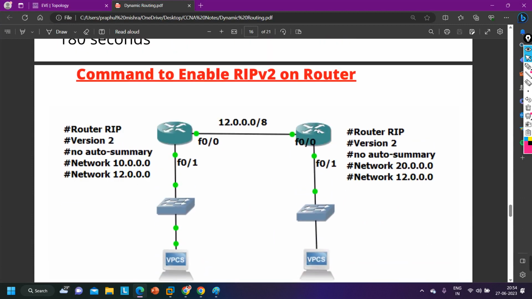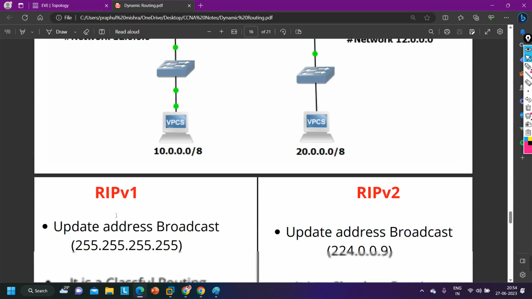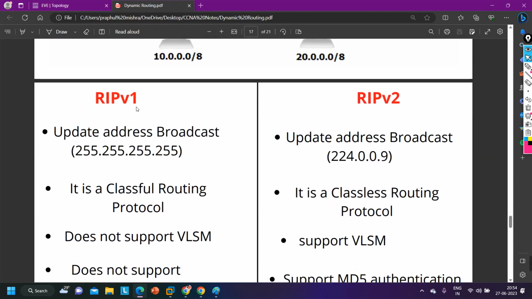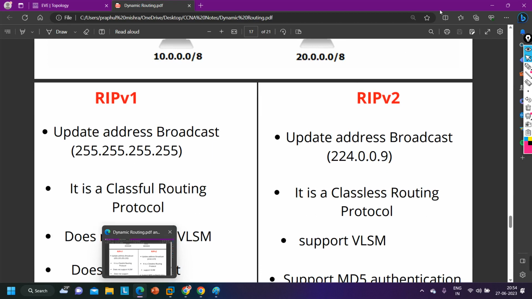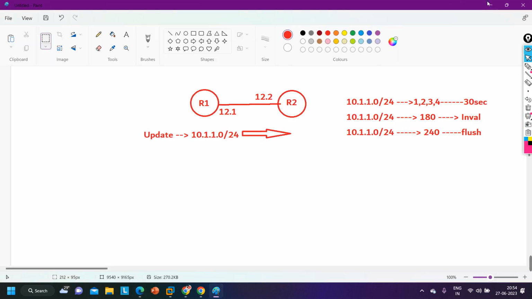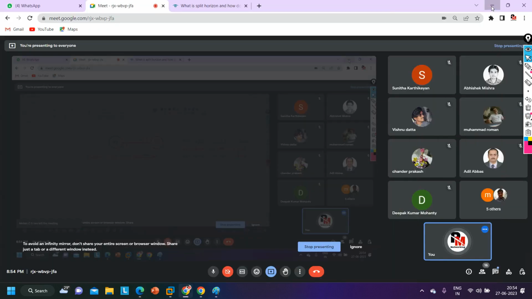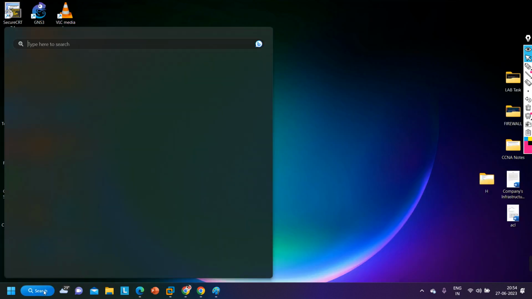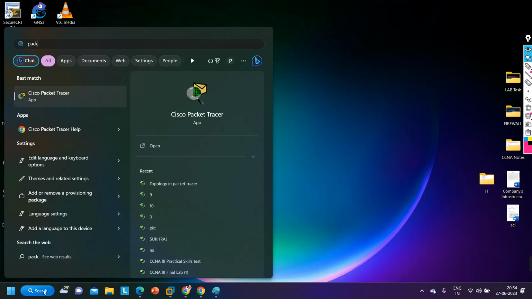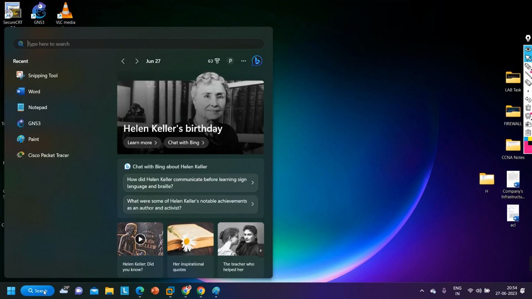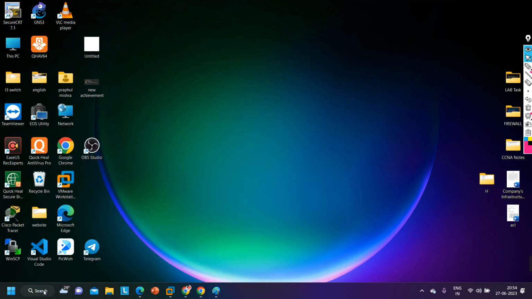After that, these are the commands to enable the RIP protocol. Then we will compare RIP version 1 and RIP version 2. Before this, I am going to make you understand the packet flow of RIP first. Let's understand the packet flow. Not Packet Tracer, GNS3.